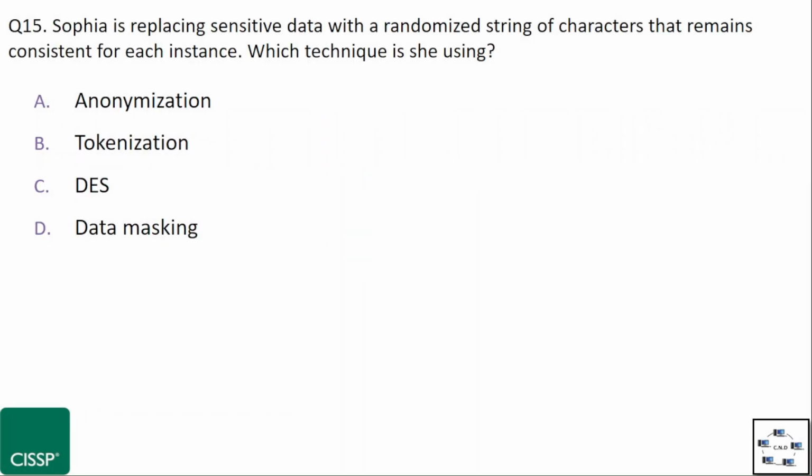Question number 15. Sophia is replacing sensitive data with a randomized string of characters that remains consistent for each instance. Which technique is she using? And the options are option A, anonymization, option B, tokenization, option C, DES, and option D, masking. And the correct option is that the process in which we replace sensitive data with tokens that remain consistent for each instance is known as tokenization.